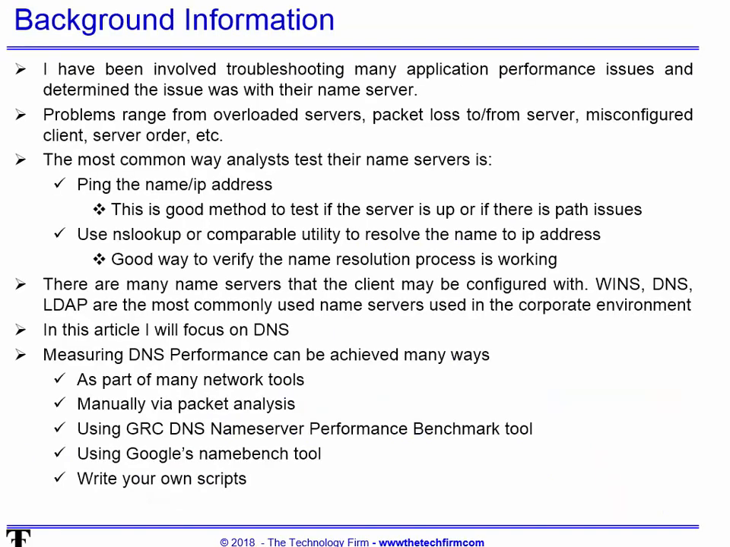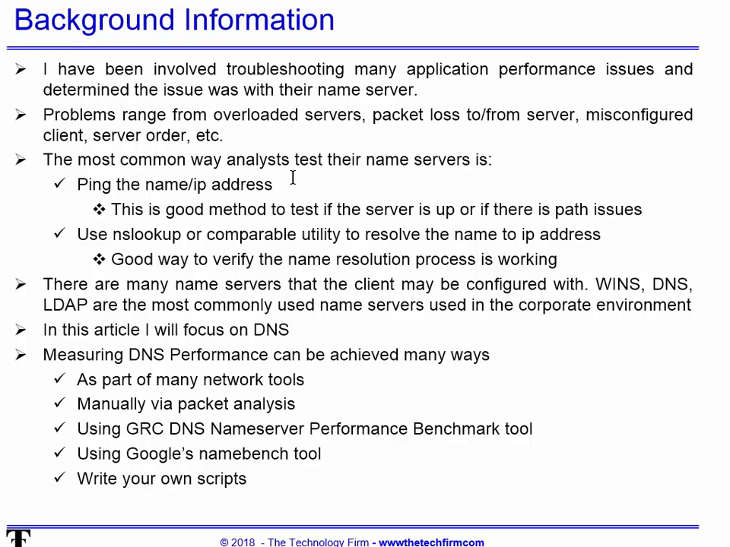So I've been involved in troubleshooting many application performance issues in the past, and I determined in some cases the issue was with their name server. Problems can range from overloaded servers, that's kind of important, packet loss to and from the server, like the path if you will, misconfigured clients, server order, because sometimes your name servers are in a specific order, etc.